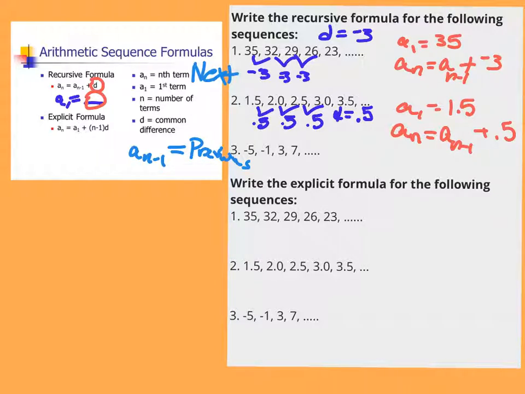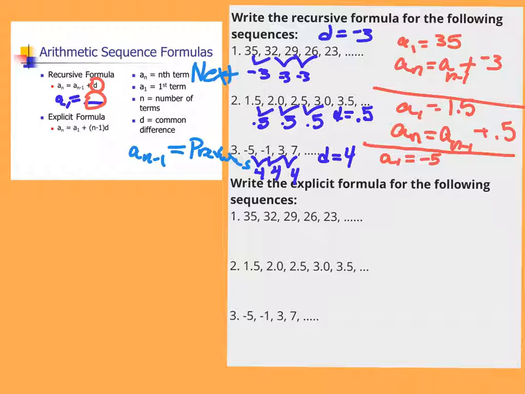If I look at sequence number 3, it looks like it's getting bigger, right? -5 to -1, that's adding 4. -1 to +3, that constant difference is 4. From 3 to 7 is 4. So it looks like my d value is 4. So to write out my recursive formula, I'm going to say that a sub 1 is equal to -5. That's what my first term was. And then a sub n, my next term, is equal to a sub n minus 1, the previous, plus 4. So that's the recursive formula.